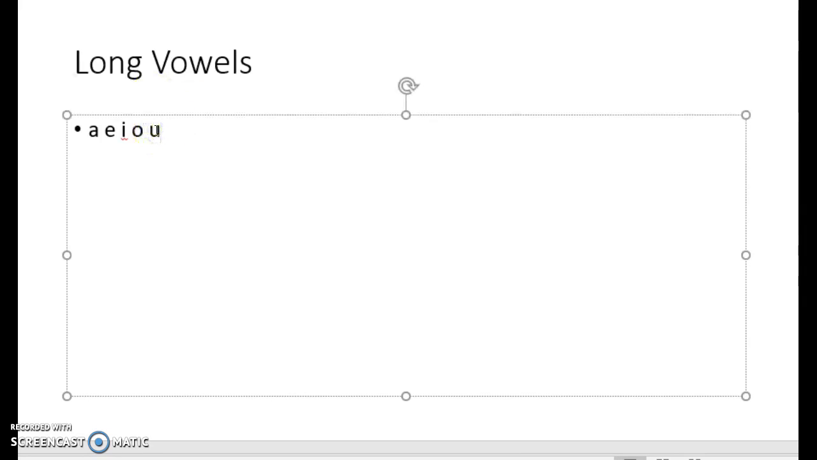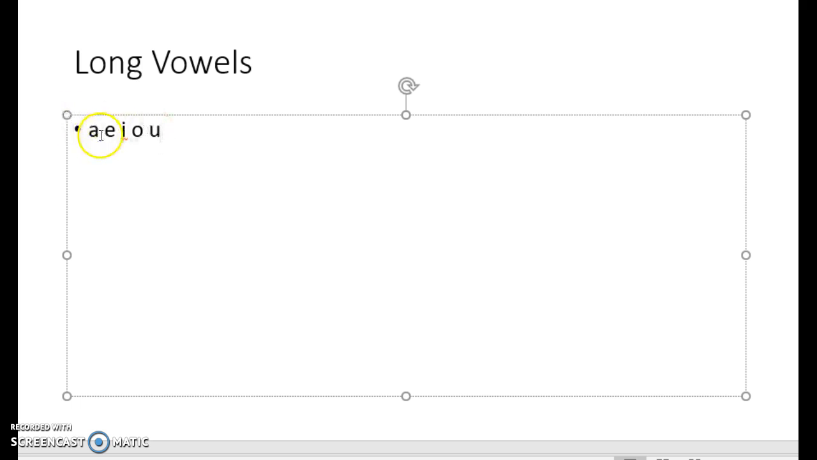So right here I have listed our vowels because today we're going to be learning about long vowels. As you saw in our video, a long vowel is a vowel that expresses its name as its sound. So what that means is that the name of the vowel becomes its sound.